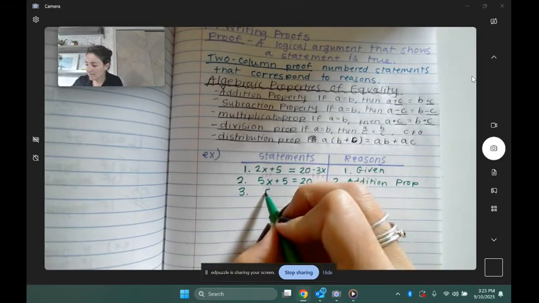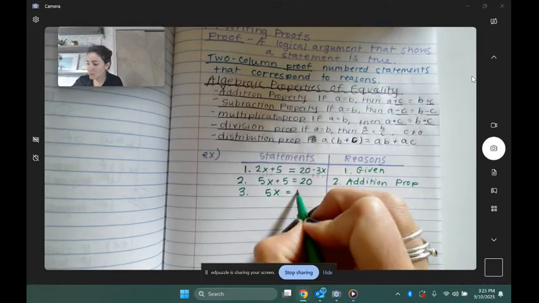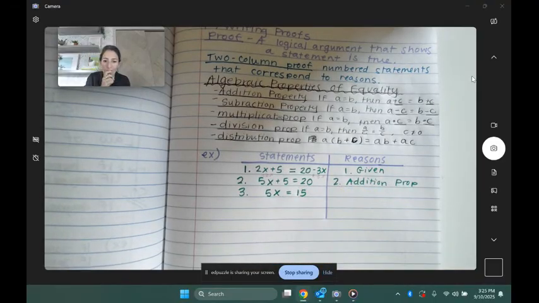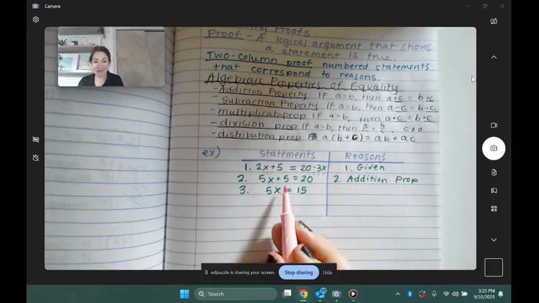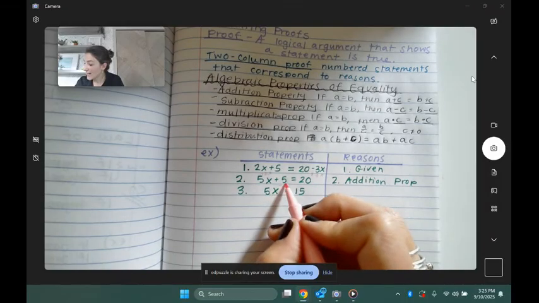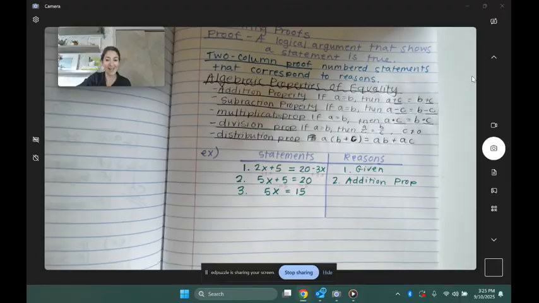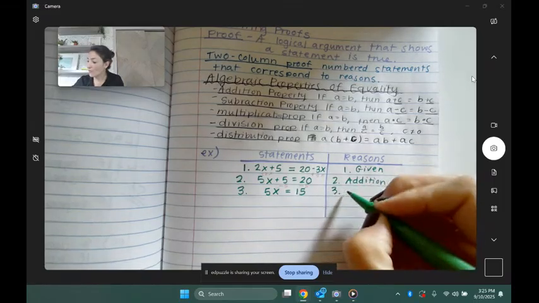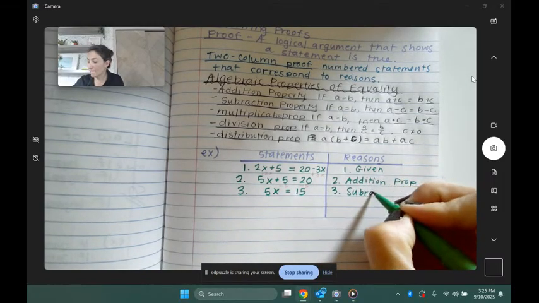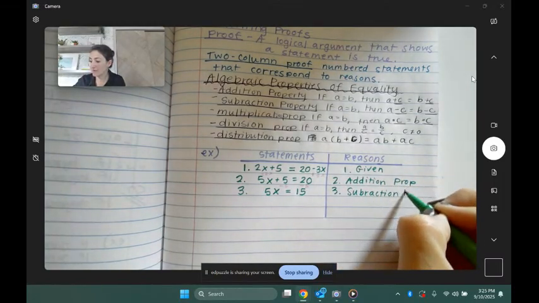Okay, statement number 3: 5x equals 15. What did I do? What changed? Looks to me like the 5 is gone. Did I subtract the 5 from both sides of the equation? 20 minus 5 is 15. Yes, I did. What property is that? Well, that's the subtraction property of equality.